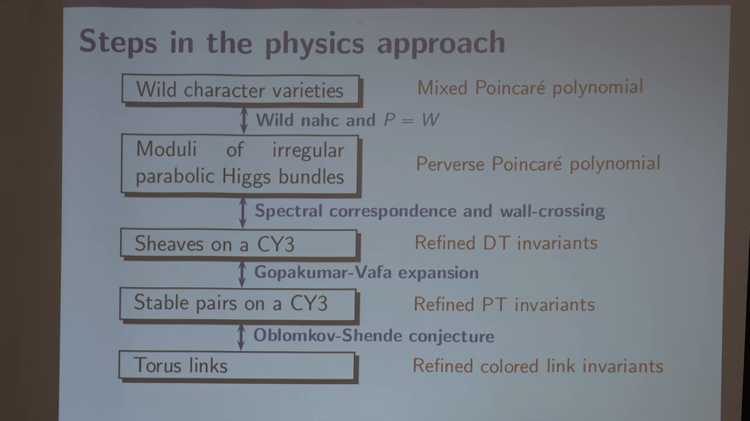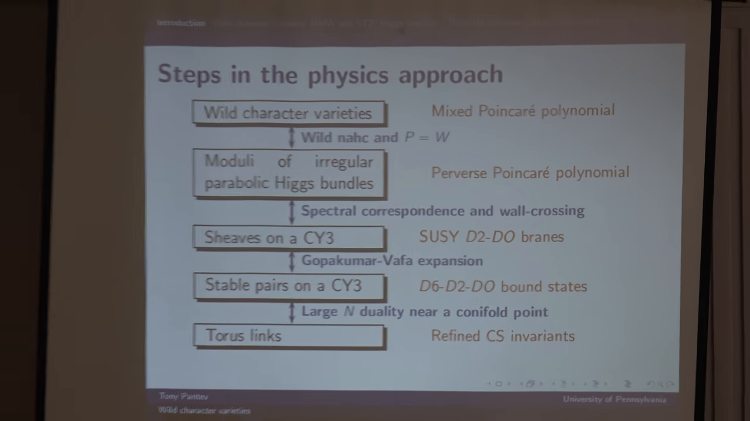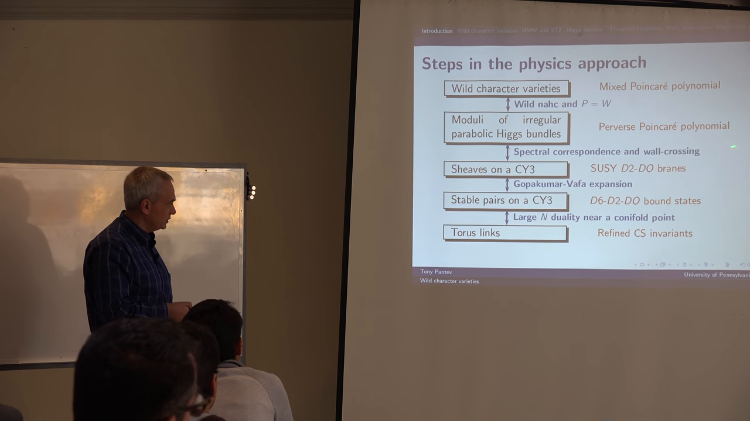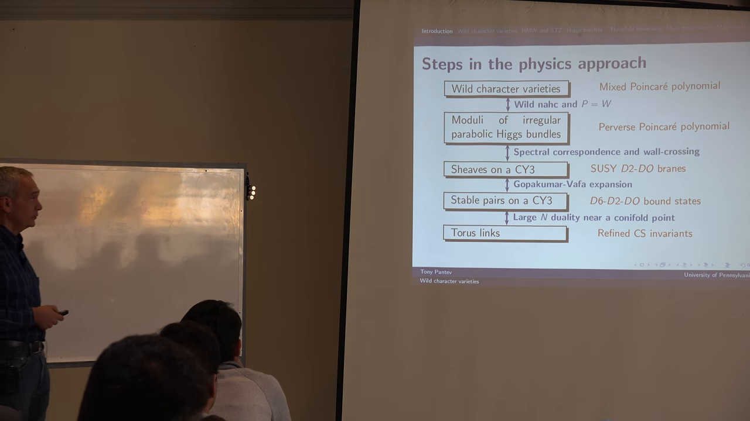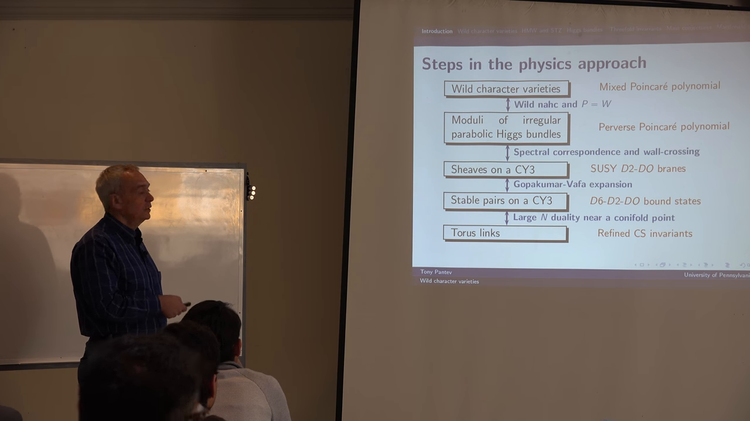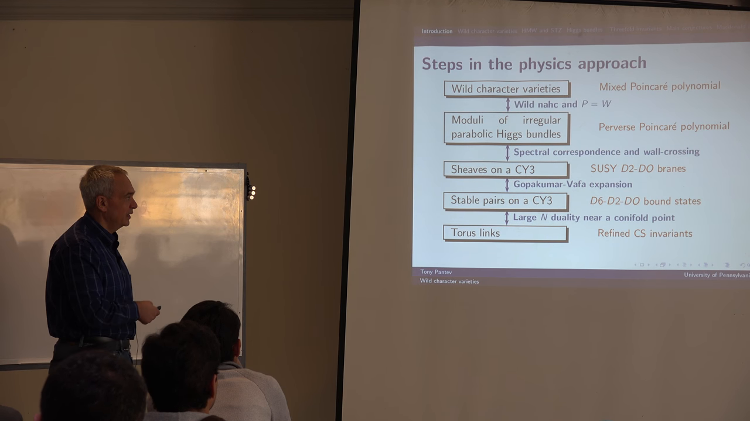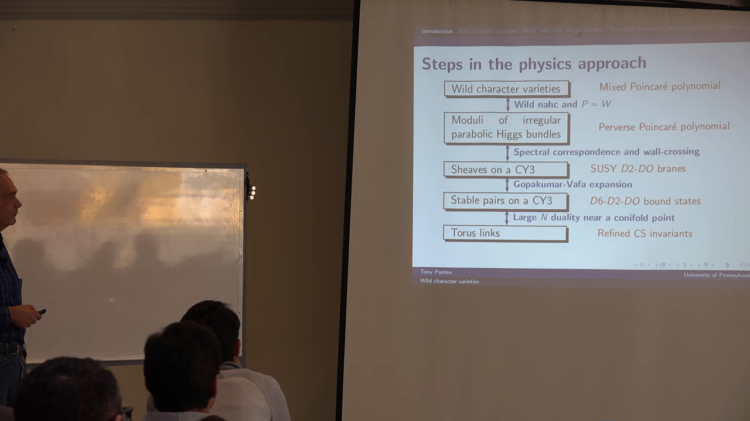And as I said, these procedures for going from one box to the next, they have physics names, and the generating functions are actually partition functions in some physical theories. So the generating function for the refined Donaldson-Thomas invariants is the counting function for the supersymmetric systems of D0, D2 branes on the Calabi-Yau threefold. The Gopakumar-Vafa expansion rewrites this as a counting function for D0, D2, D6 bound state branes. And the colored link invariants are refined Chern-Simons invariants in quantum Chern-Simons theory.